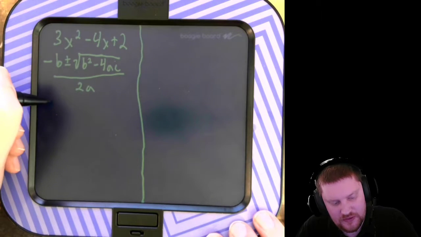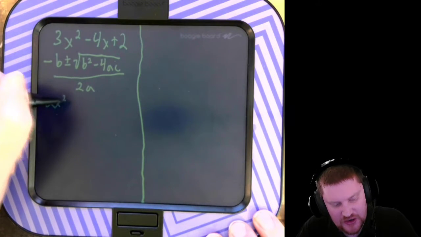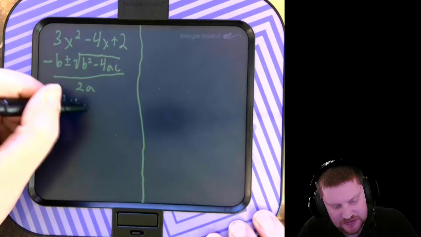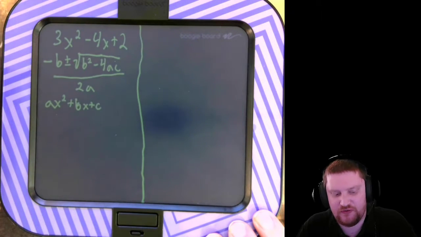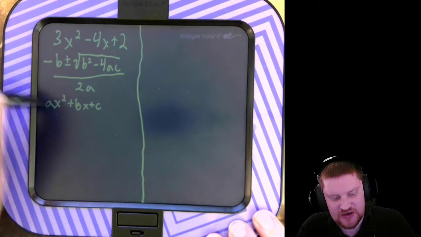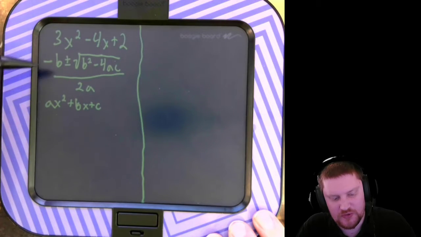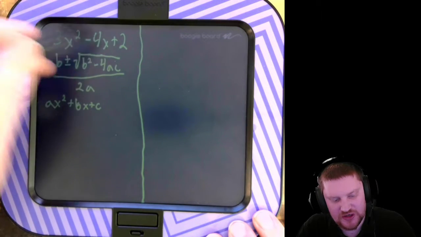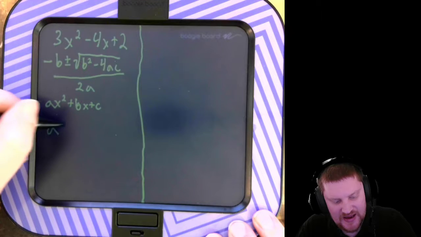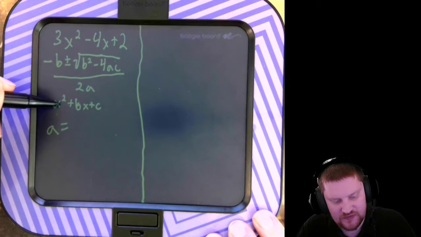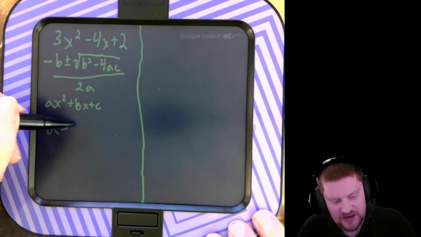Remember that ax squared plus bx plus c is our standard form. So if this is standard form, and this is our quadratic formula, and this is the equation we're talking about, then we know that a is going to be the coefficient of x squared. So a is 3.